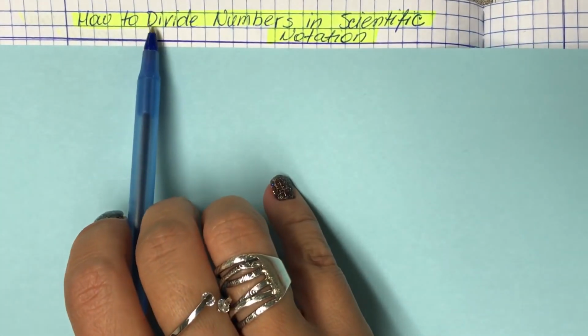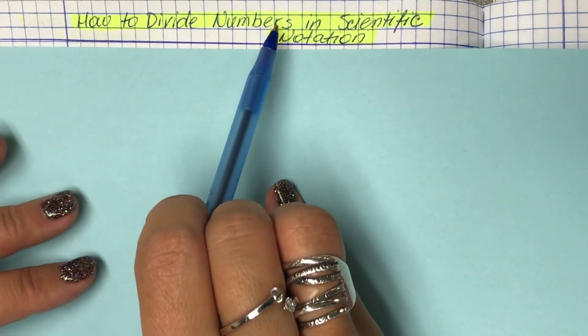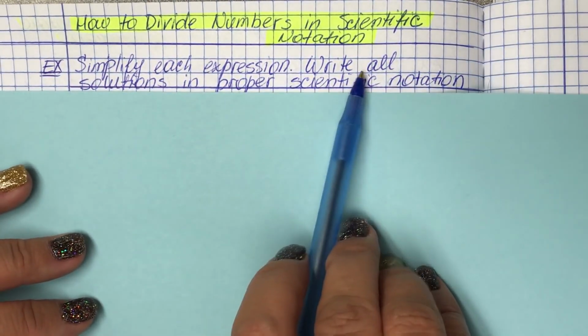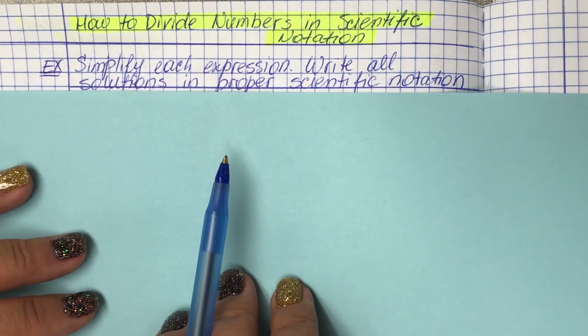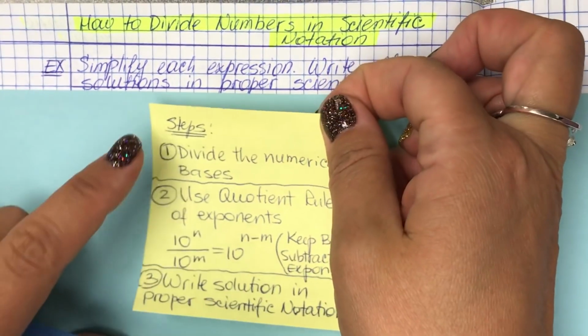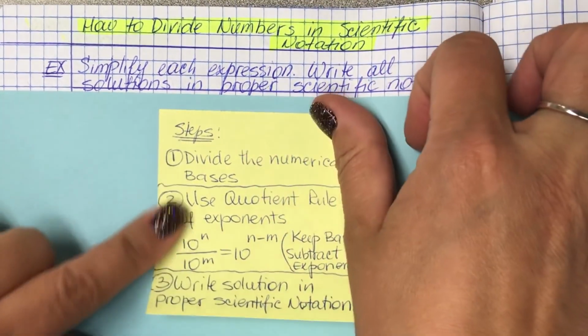In this video, we'll see how to divide numbers in scientific notation. We will simplify each expression and write all solutions in proper scientific notation. I'll use 3 steps to solve each problem.